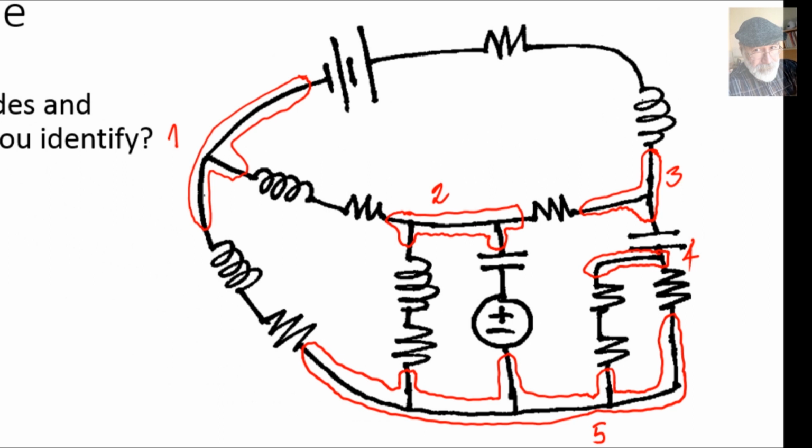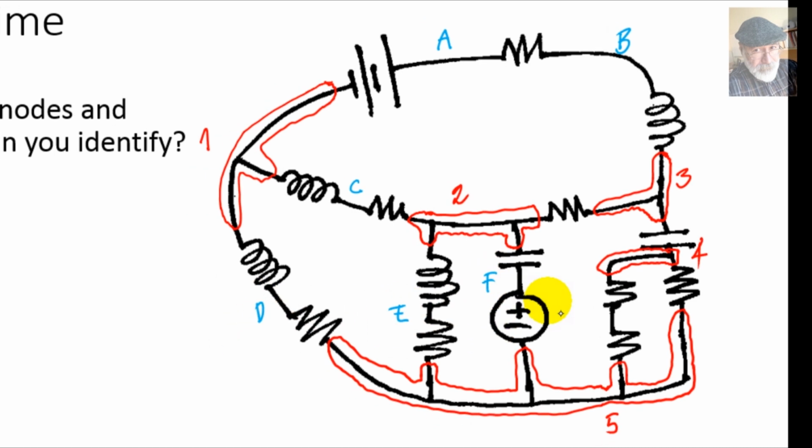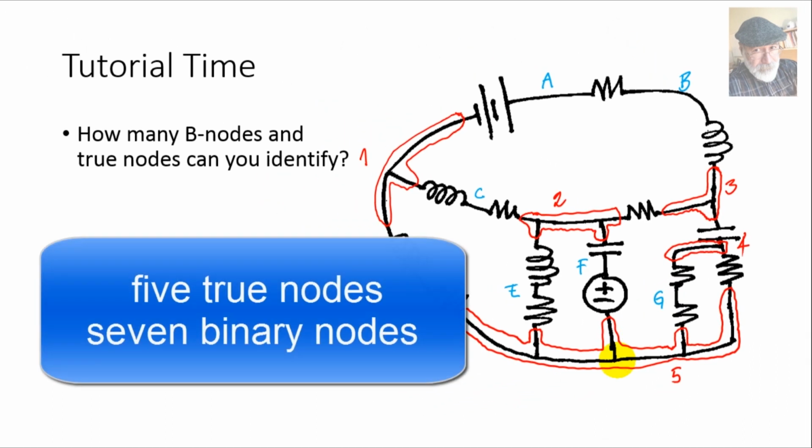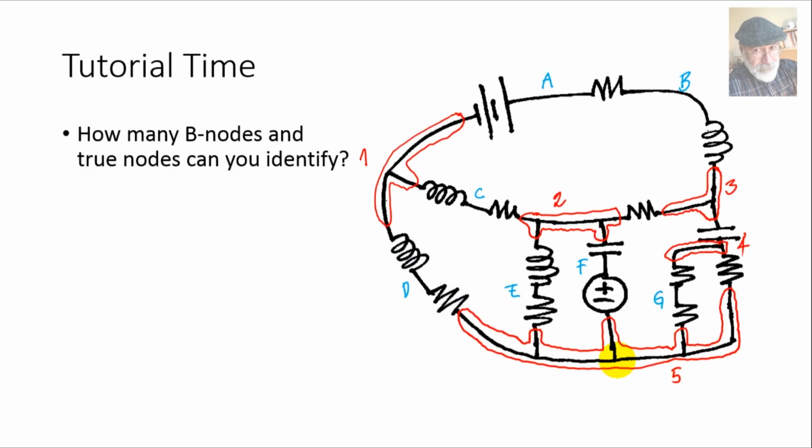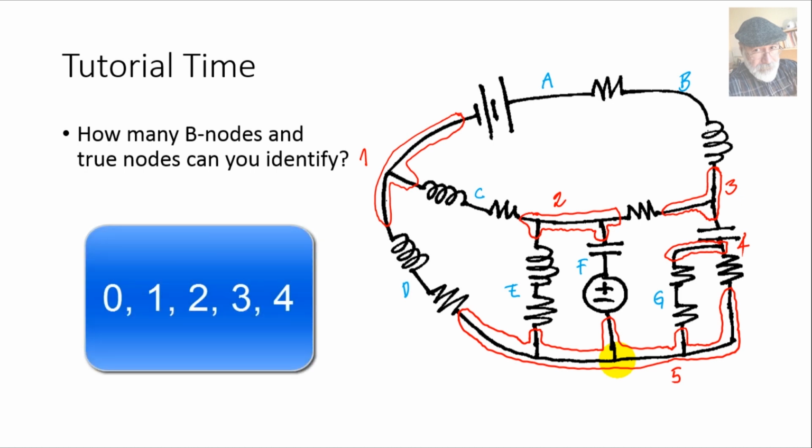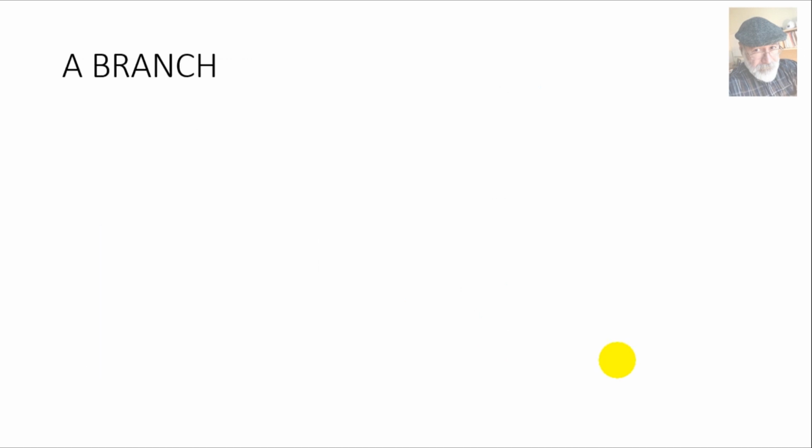Let's go now for the binary nodes. Here is one. Let me use letters for binary nodes. This is a node A, a node B, a node C, and D, and E, and F, this one, and G. We have 5 true nodes, and we have 7 binary nodes. Is that what you got? Excellent. 5 true nodes and 7 binary nodes. By the way, it's customary to number nodes not from 1, but from 0: 0, 1, 2, 3, 4, but still 5 nodes.